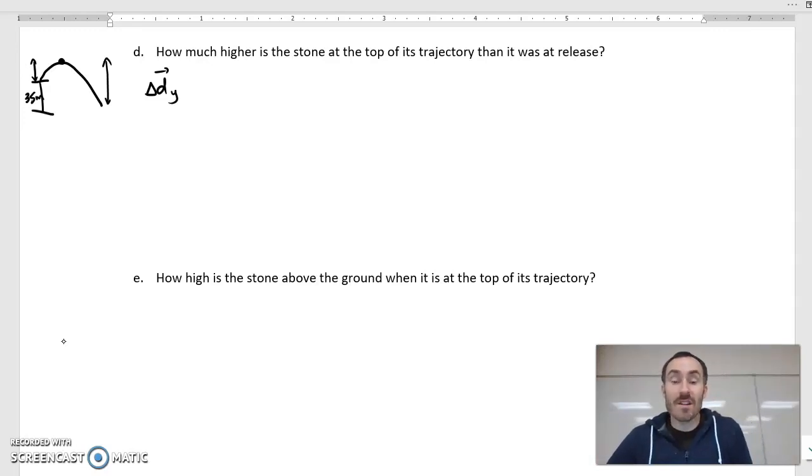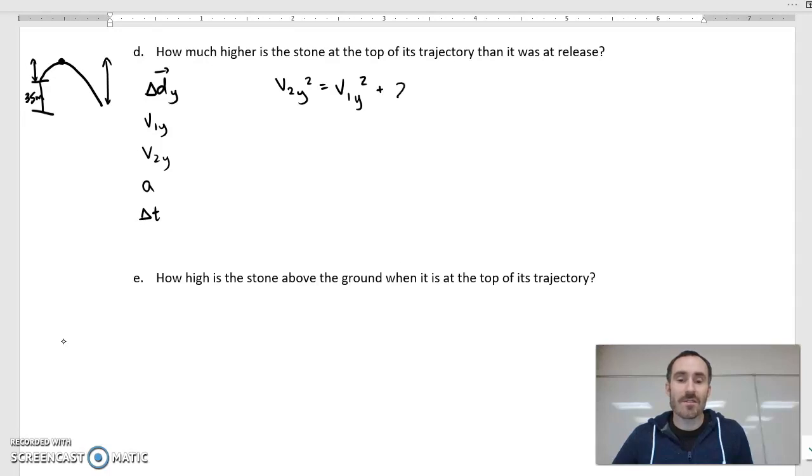So this is a y thing, so we want to keep in mind all the y stuff that we know. So we know v1y, we know v2y, we know the acceleration in the y direction. We also know the change in time to the top, right? That's not really a y variable, but it's valid in the y dimension and in the x dimension. We can use v2y squared equals v1y squared plus 2a change in dy.